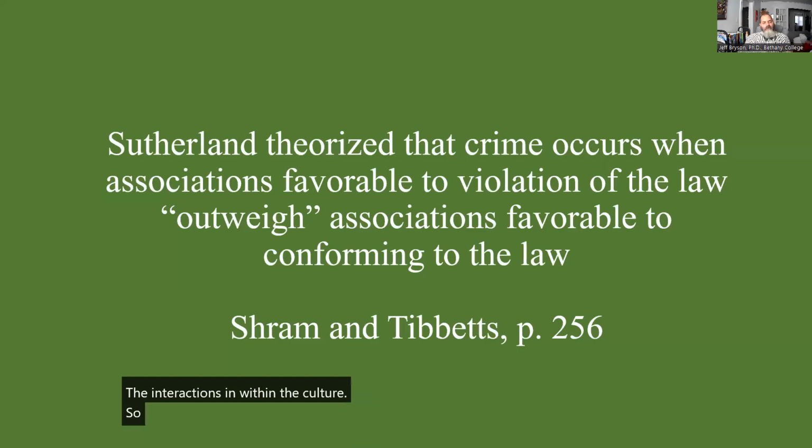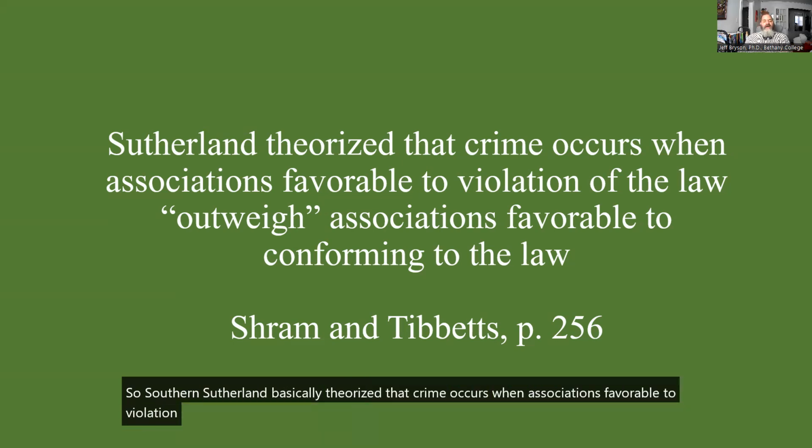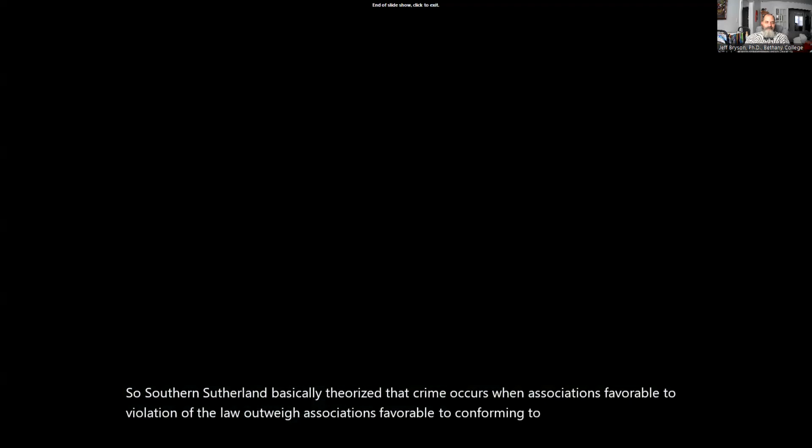So Sutherland basically theorized that crime occurs when associations favorable to violation of the law outweigh associations favorable to conforming to the law. So that is differential association theory. By the way, Principles of Criminology is still in print. This is my copy, the 11th edition. You can see that it's a pretty thick book. Okay, so if you decide to get it and read it, it's a pretty thick book. I want you to notice that the print is very small as well.